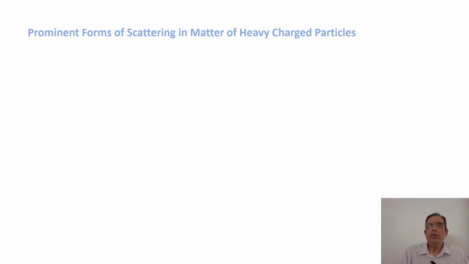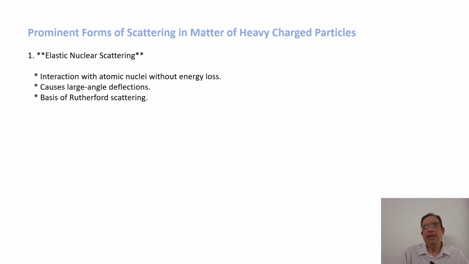So let us discuss what are the different types of interaction mechanisms which are possible when matter and heavy particles interact. So a heavy particle can interact by scattering via the nuclear scattering. That is, a heavy particle scatters via the nucleus of the medium, nucleus of the atomic species of the medium. So if it is elastic, there will be no energy loss, but there will be large angle deflection, and that is kind of a scattering which is known as Rutherford scattering.